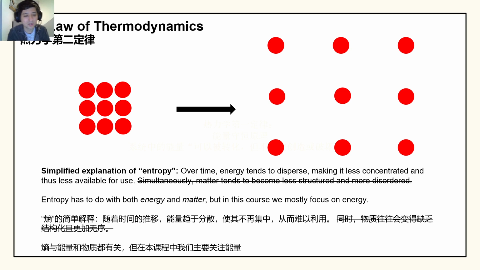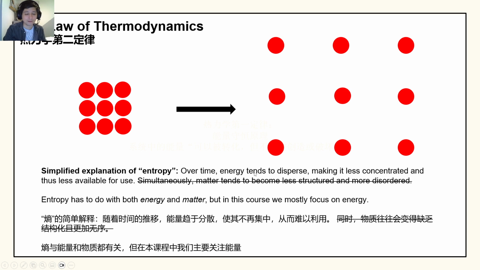Okay. So again, the first part of entropy: over time, energy tends to disperse, making it less concentrated and thus less available for use. Simultaneously, matter tends to become less structured and more disordered. Entropy has to do with both energy and matter, but in this course we will focus only on energy, or mostly focus on energy. Okay? And so that's why I struck out this line about matter. Okay, you can ignore that for the most part.